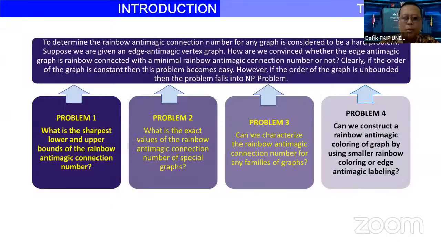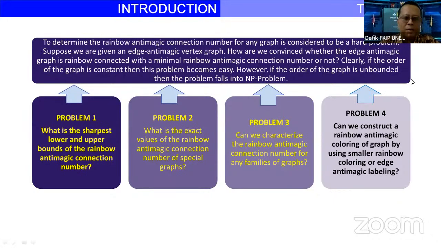This is the problem of the rainbow antimagic coloring. Here, the problem of determining the rainbow antimagic connection number for any graph is considered a harder problem. Suppose we are given an H-antimagic vertex graph. How can we convince ourselves whether the H-antimagic graph is rainbow connected with a minimal rainbow antimagic connection number or not? Of course, it is very hard.